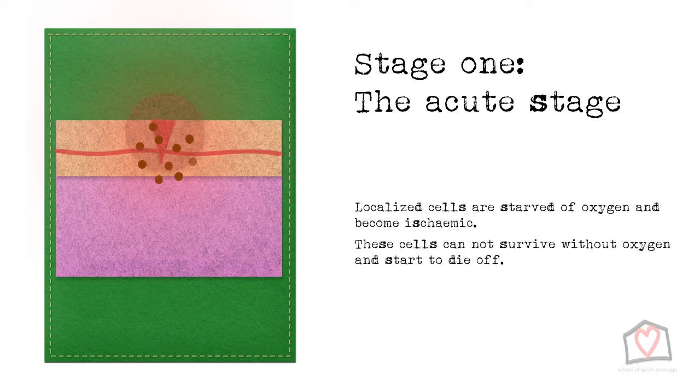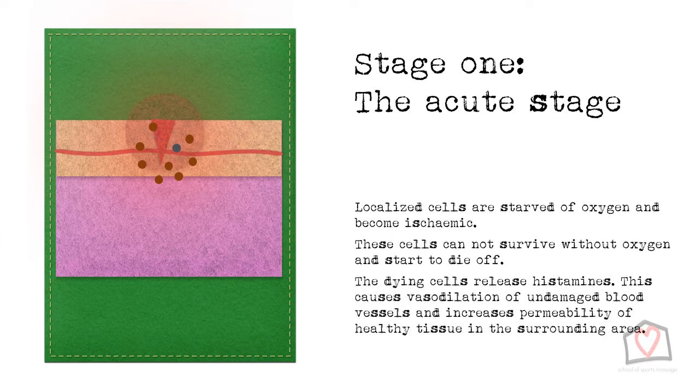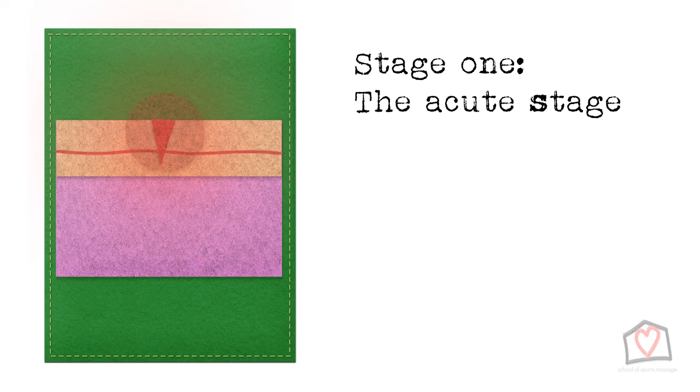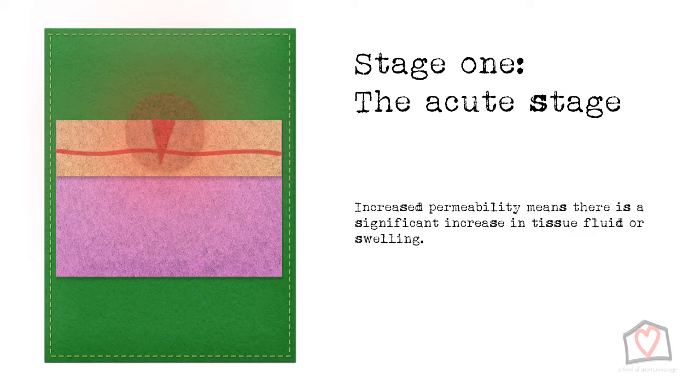Now this sounds like a horrible process, but in fact it is these dying cells that recruit the body's healing mechanisms. As the cells die, they release chemicals called histamines. This causes vasodilation of undamaged blood vessels and increases permeability of healthy tissue in the surrounding area, as well as blood flow to them. This increased permeability means that there is a significant increase in tissue fluid or interstitial fluid, or swelling, which will be visible on a larger area or often palpable, and it will feel spongy.